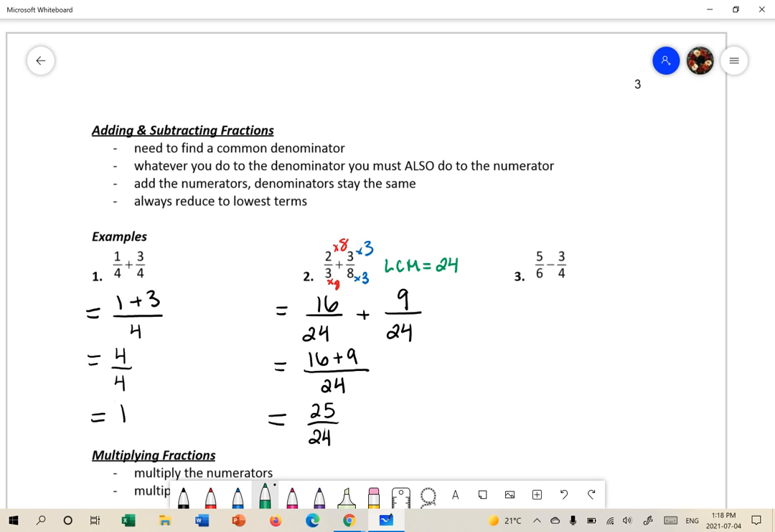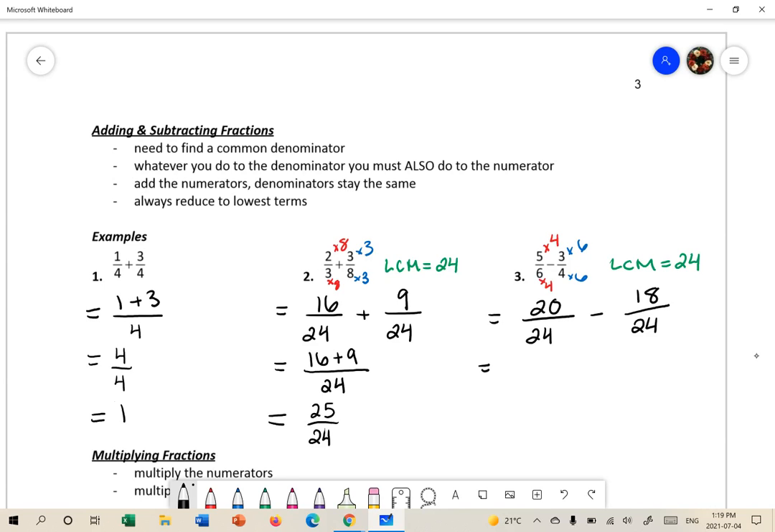And question 3, the lowest common multiple between 6 and 4 is 24. So now I'm going to have two fractions that are being subtracted by each other, and they both have denominators of 24. So to get 24, I multiplied 6 by 4, which means I'm also going to multiply my numerator by 4. And then to get 24, I multiplied 4 by 6, which means I'm also going to multiply my numerator by 6.